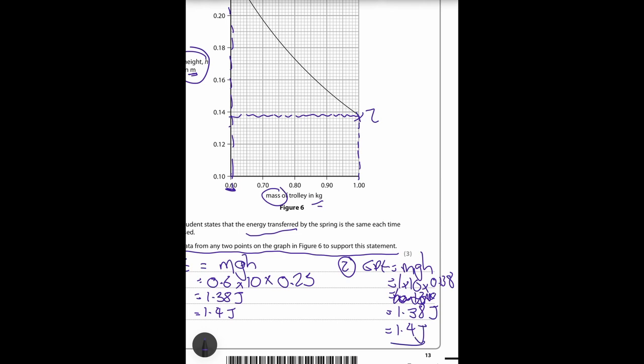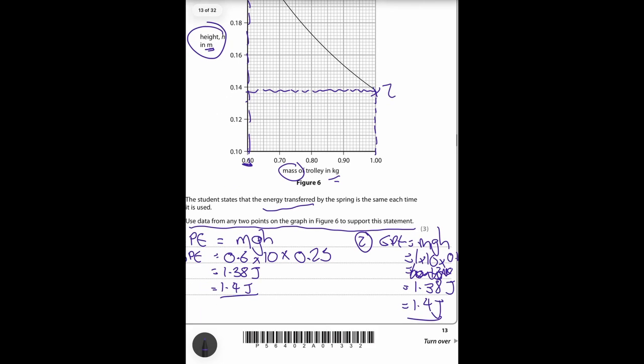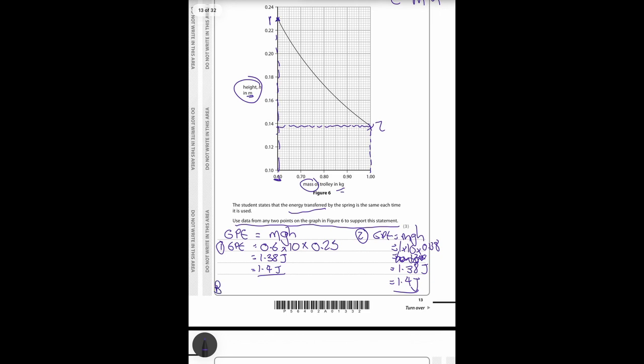Joules. Is that the same? Yeah, it is. So because it's the same, I'm going to make a little statement here. Both answers are the same. Therefore, student is correct. Now, even if both answers weren't exactly the same, as long as my conclusion matches my numbers, that's okay. The question in a real exam might say, is the student correct? This one says to support the statement.